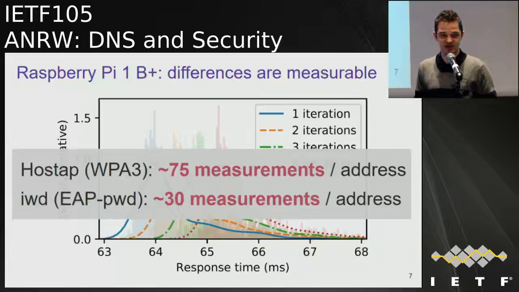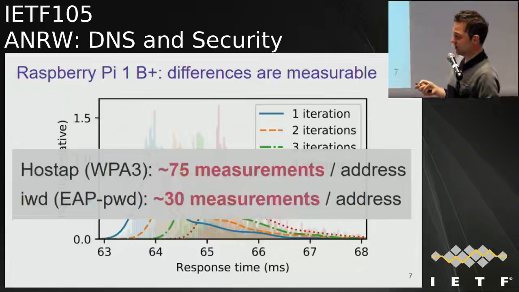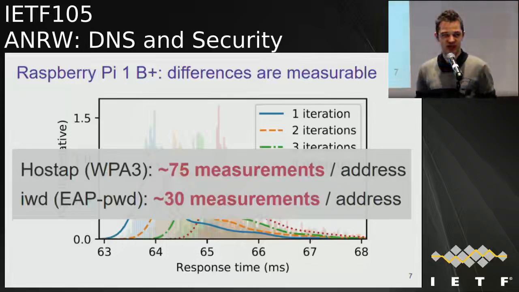So this is the case against WPA3. And if we perform a similar attack against the EAP-pwd protocol, against the so-called IWD client, which is a Wi-Fi client in Linux, this implementation is a bit slower. And here, if you make 30 connection attempts, you can accurately determine how many loops were needed.